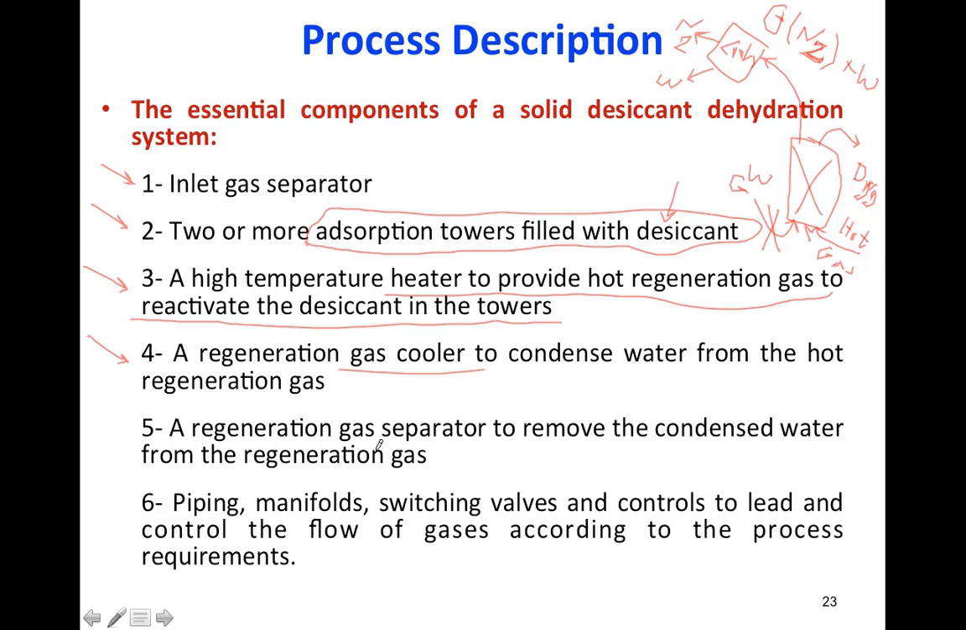And a regeneration gas separator to remove the condensed water, so we need a cooler here and also a separator to separate the water from the regenerator gas. And we also for sure need some manifolds, piping, control valves, and a control system to provide us with the direction of the flow that we need. Sometimes we have to switch from the adsorption process to the regeneration process. Those are the control system switching valves that do it for us.